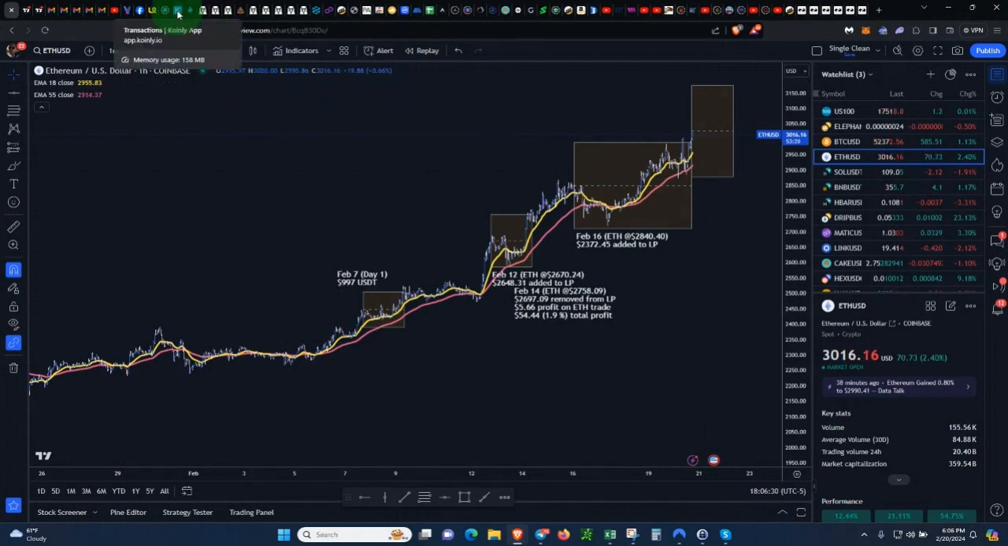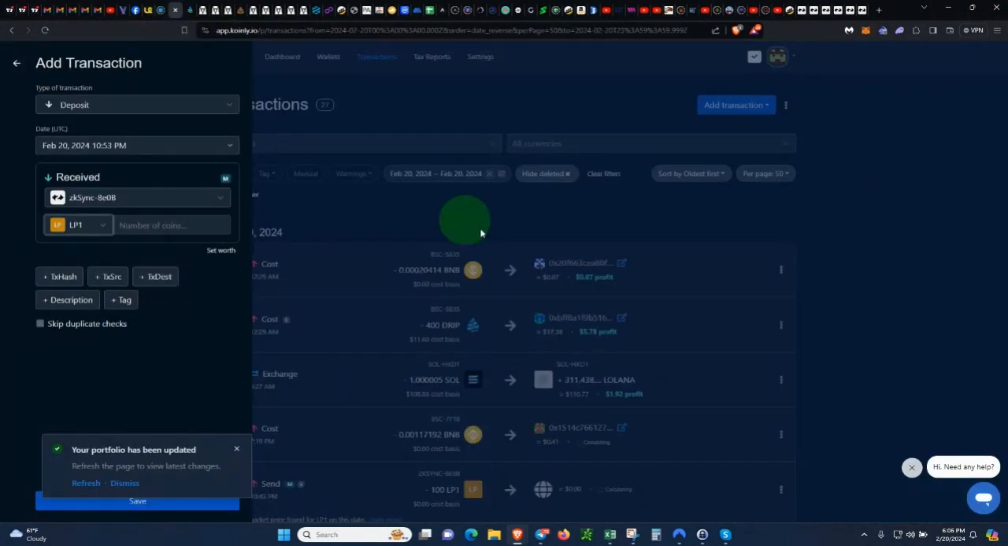Now for the changes on Koinly, I've already gone ahead and imported all of my transactions. And what I'm doing here is adding a couple of dummy transactions. So first of all, I had to remove my liquidity. So I'm using the dummy token LP1 to signify fake LP tokens that left my wallet. And then when I put the liquidity back in, I receive 100 tokens. Again, this is just a dummy token.